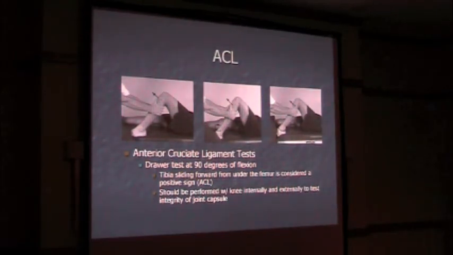Just basically feel to see if the tibia slides forward from underneath the femoral condyles, and if you don't feel an end point and it shucks forward, that means that you do have a lax ACL, and always compare it to the other side. Okay? You can also look at it with internal external rotation to also look at the joint capsule, but that's not as important as just doing the basic anterior posterior drawer.